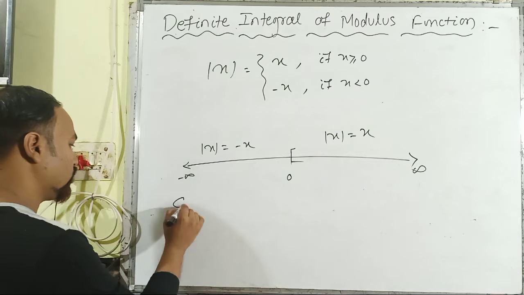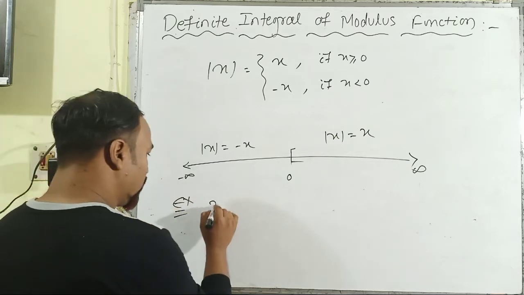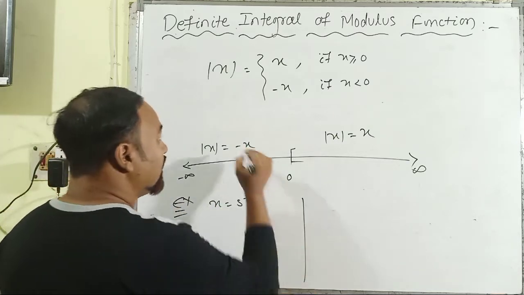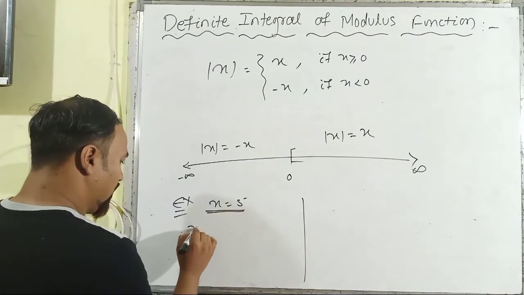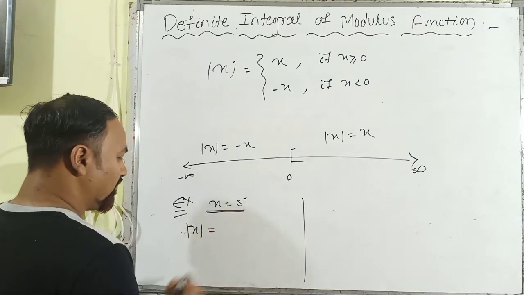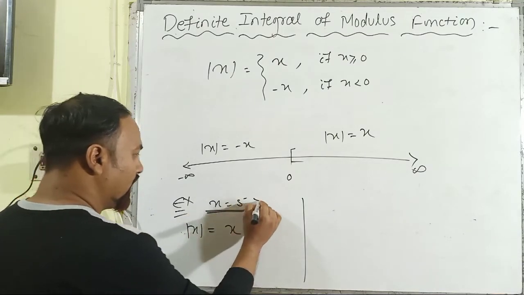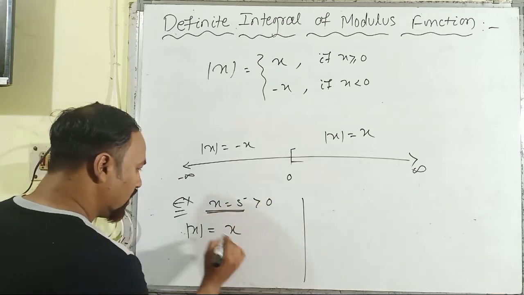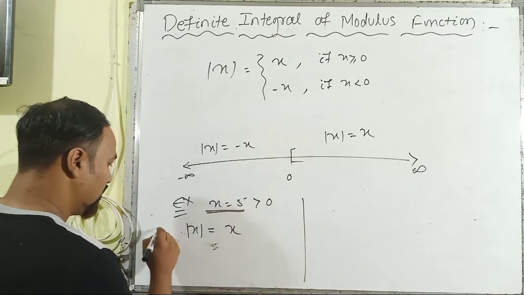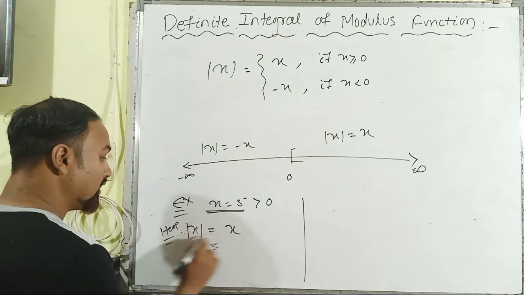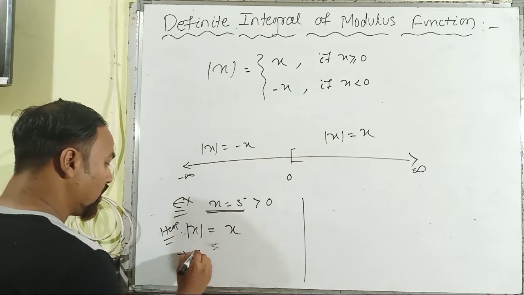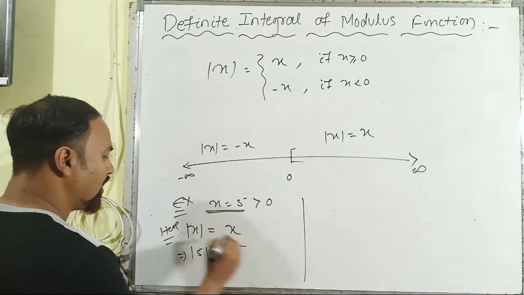Let us take an example so that it will be clear to you. Suppose x is equal to 5. That means it is case number 1. Here, modulus of x can be defined as x because it is greater than 0. So here modulus of x is equal to x. That means modulus of 5 is equal to 5.